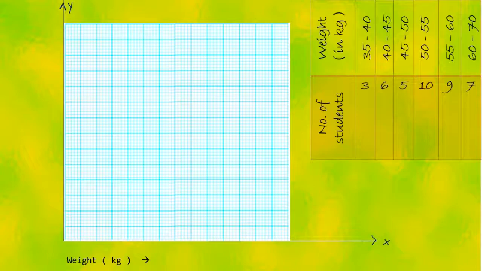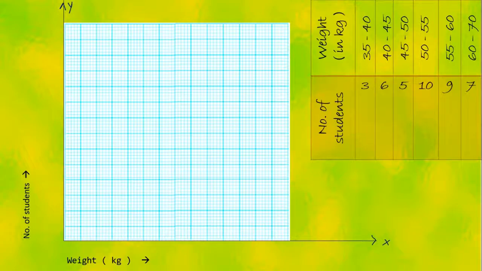Let's take the graph. What is the first thing to do? Correct. We have to construct x-axis and the y-axis, and mark them here. Now we have to identify which one we are taking in the x-axis. Yes, class interval usually we are taking in the x-axis. So weight in kilogram is taken in the x-axis. And what about y-axis? Yes, the frequencies, here the number of students, is taken in the y-axis.